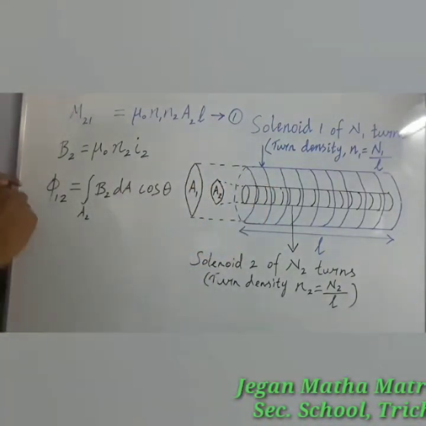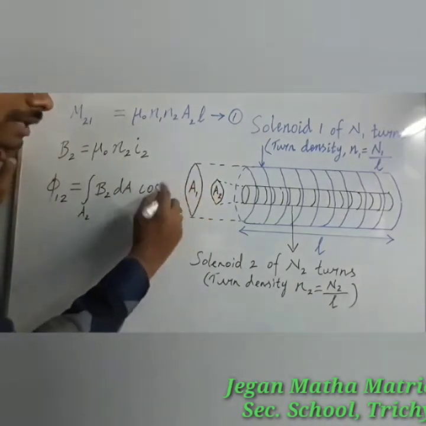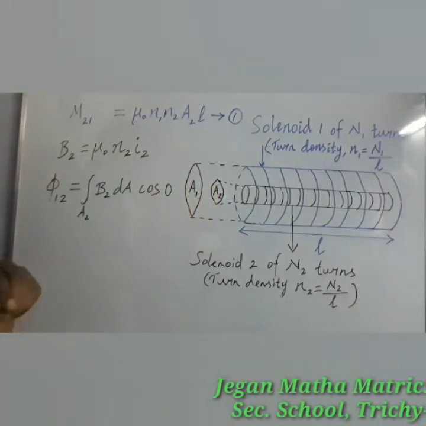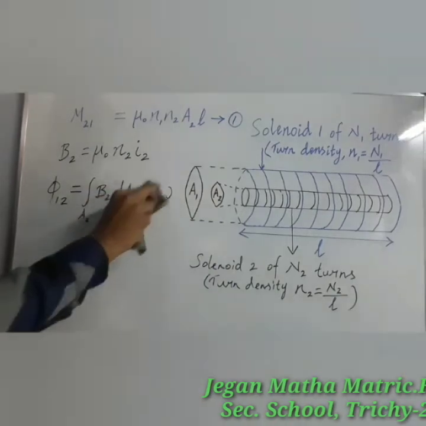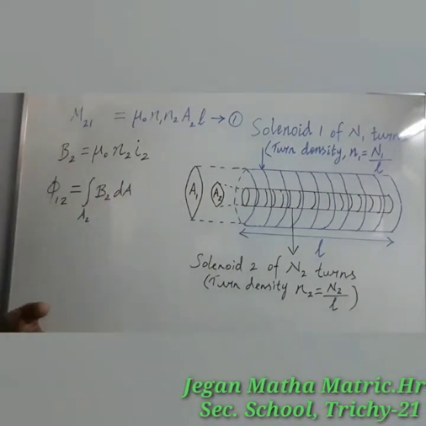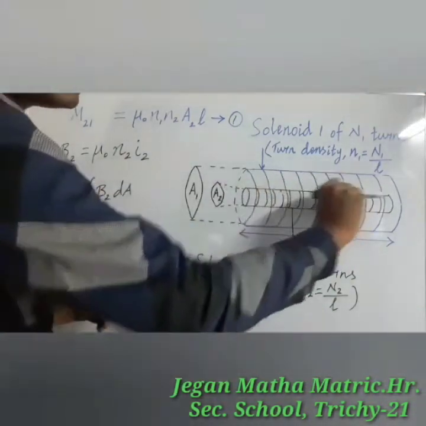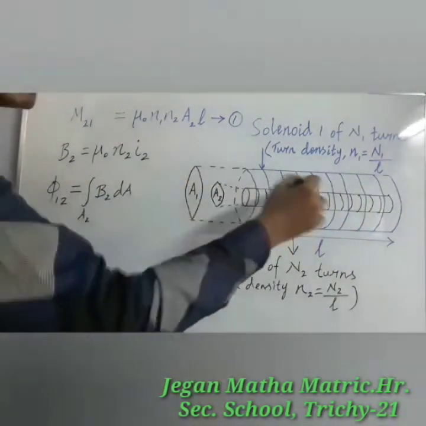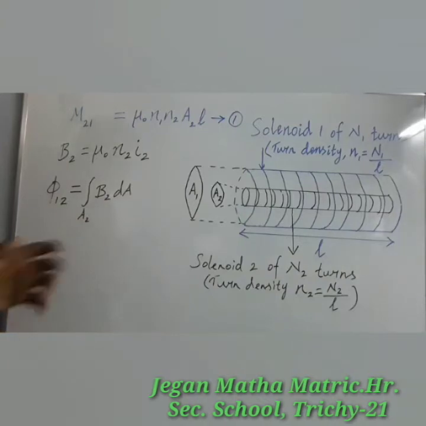So in this case also both are in the same direction. So theta will be equal to 0. The angle between them is 0. So cos 0 is nothing but 1, so no need to mention that. Here we have to integrate dA. We have discussed that field lines are confined only within A2, not within A1. So it can be expanded as.